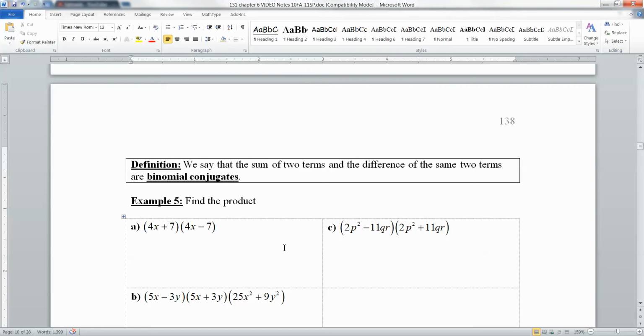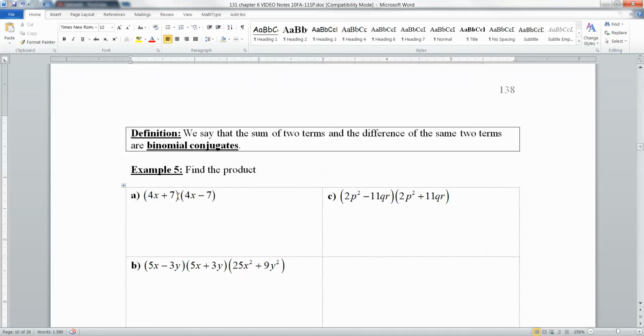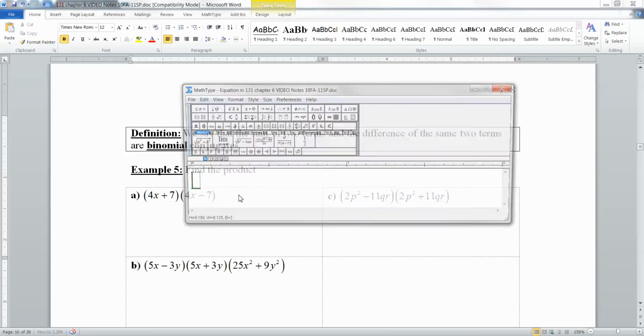So now we're going to multiply some special binomials. They're called binomial conjugates. So I want you to see what they are. They're the same, except one's a sum and one's a difference. Okay, so same terms otherwise, but one's adding and one's subtracting. So let me show you what happens when you multiply them.